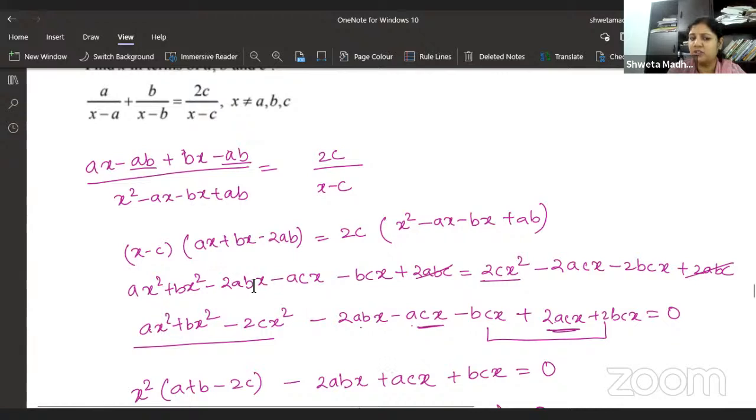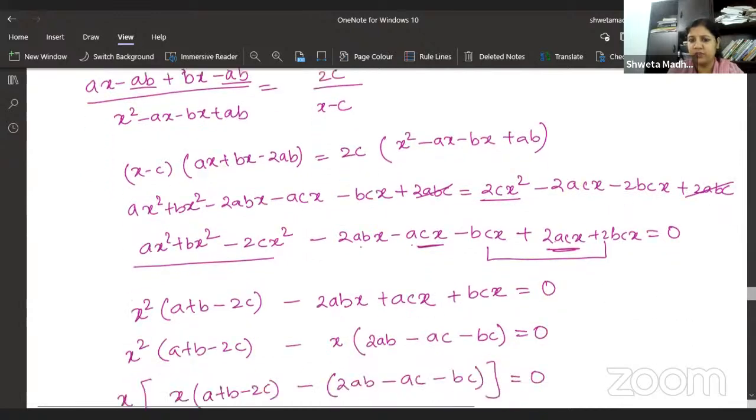In that, this is minus 2abx minus acx minus bcx. And this side is coming 2acx and plus 2bcx. In that, ac and ac: minus ac plus 2ac will become plus ac. So minus 2abx, then plus acx, and minus bcx plus 2bcx will become bcx. So 6 terms are left at the end after simplification.